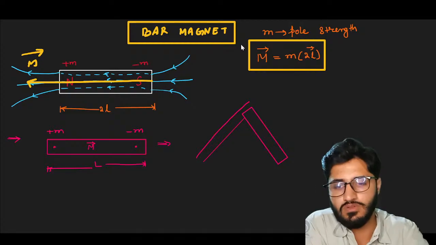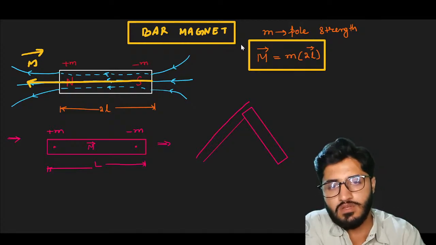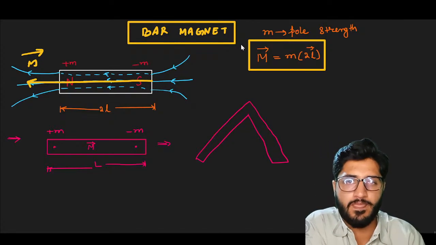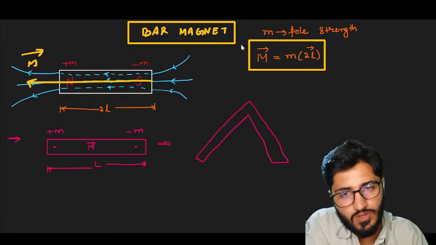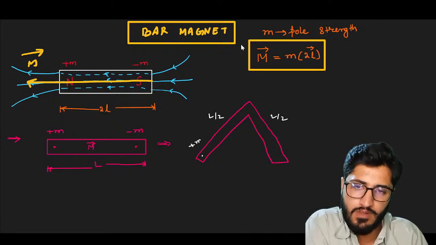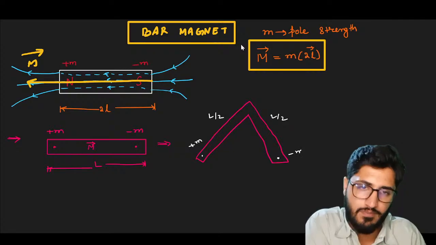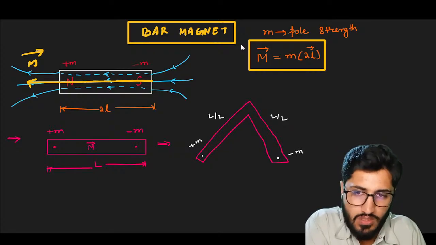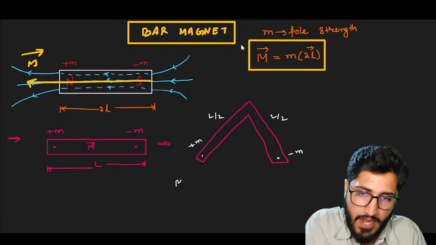No, it's not correct. Yes. If we bend it like this, so I guess this length will be L by 2. This length is L by 2. This pole is plus M. This pole is minus M. Done? Look, we want to find the new magnetic moment.